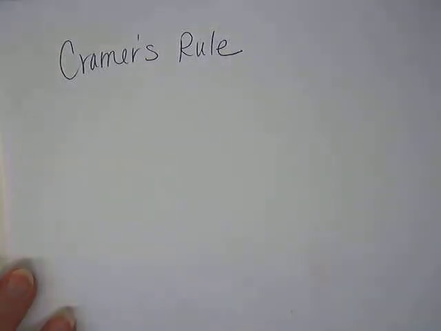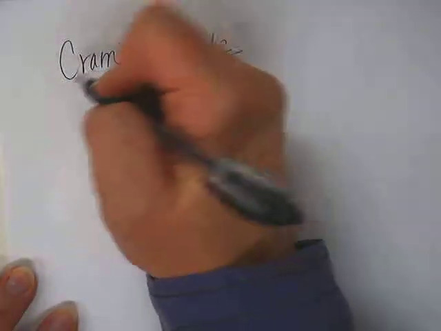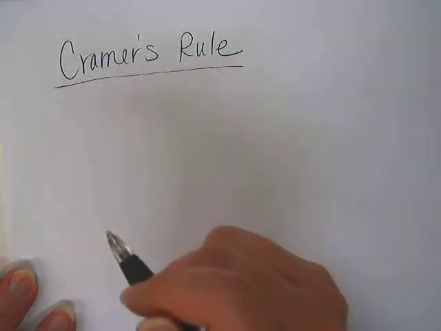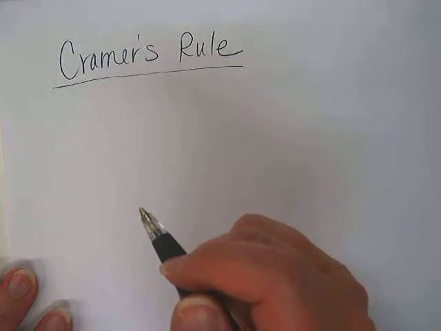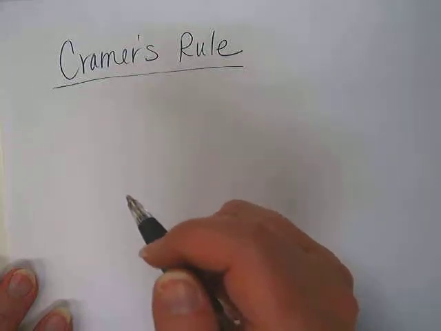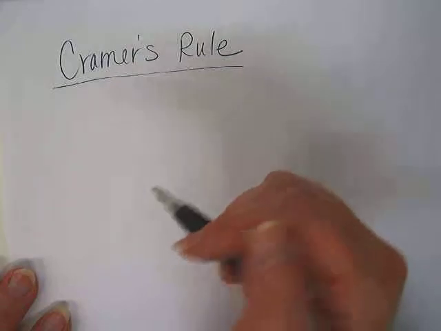Okay, we go to Cramer's rule. I'm going to give you the rule for a 2 by 2 matrix first, and then the rule for a 3 by 3 is the same idea. I'm just not going to write it out for you because, well, I guess I sort of can, but anyway.